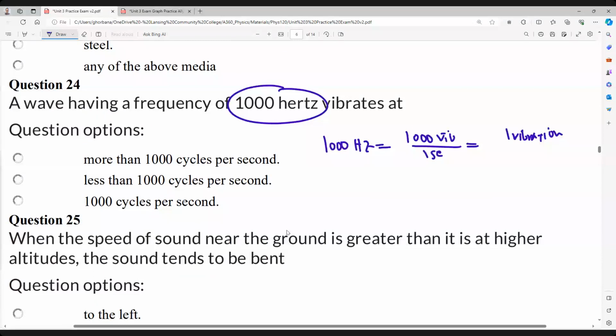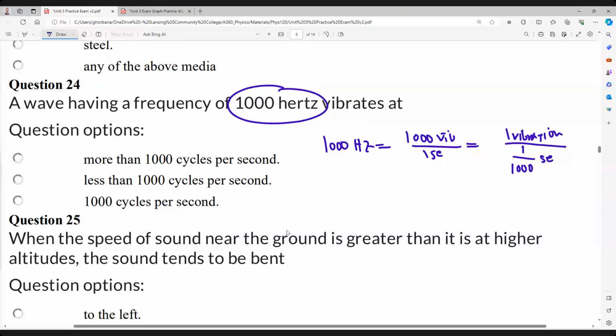Okay, yeah. We are at question number 24 still. Oh, it's 1,000 cycles per second. Yes, it is 1000 cycles per second. I was explaining to the in-person student here. It is 1000 vibrations per second, or one vibration per 1/1000 second, which we call 1 millisecond, or 10 to the power of -3 second. Both have the same definition. So the right answer is 1000 cycles per second.